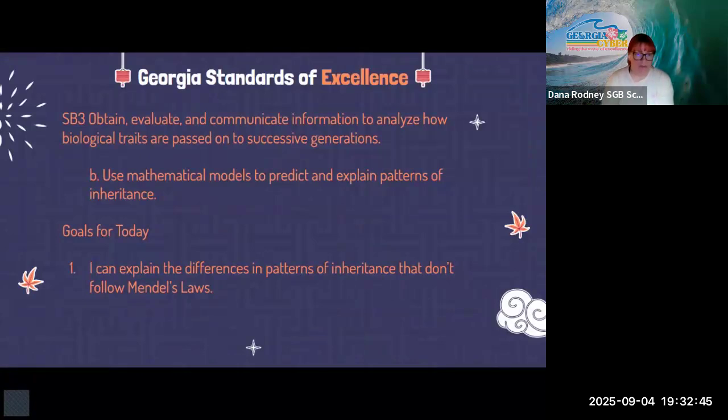So we're looking at SB3B, where we are going to analyze how biological traits are passed on to successive generations. And we need to be able to use mathematical models like our Punnett squares to predict and explain patterns of inheritance. And our goal for today is to explain the difference in patterns of inheritance that don't follow Mendel's laws.